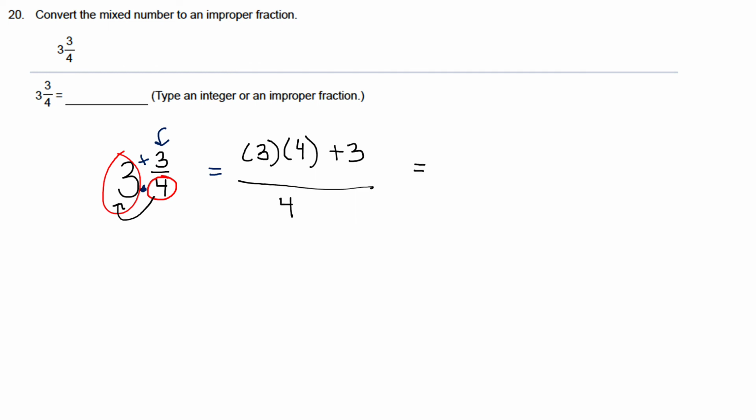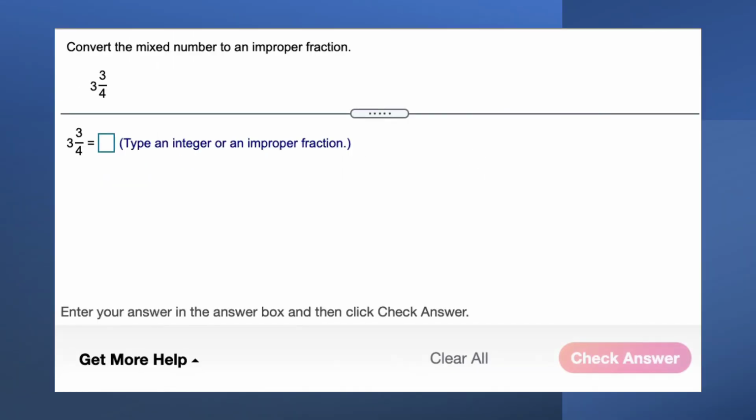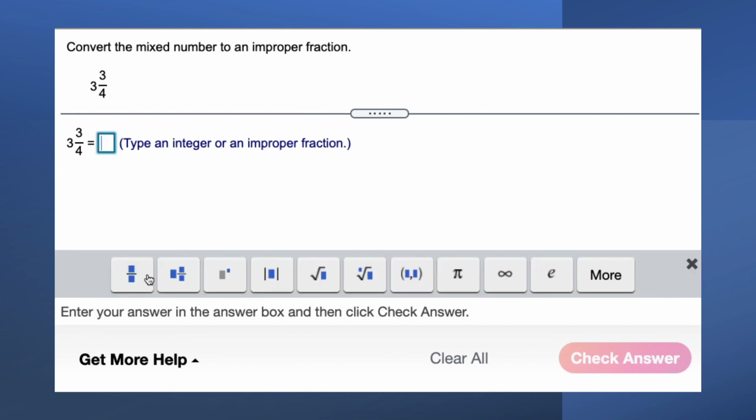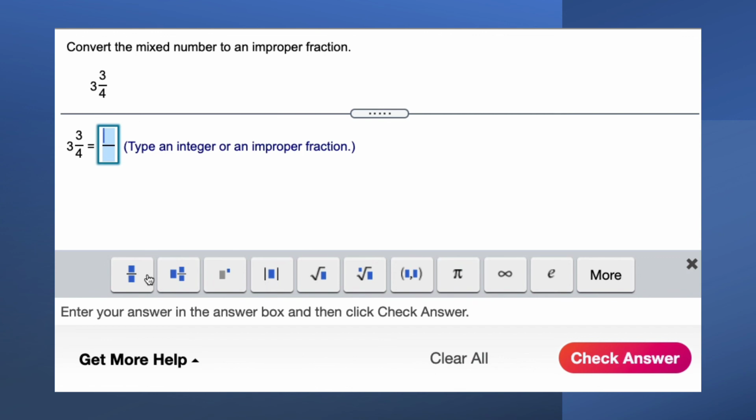So 3 times 4 is 12. And then 12 plus 3 is 15. So our improper fraction is 15/4. The answer to this question is 15/4. So we'll just select the fraction template, type in a 15, move our cursor beneath the fraction bar, and type in a 4.